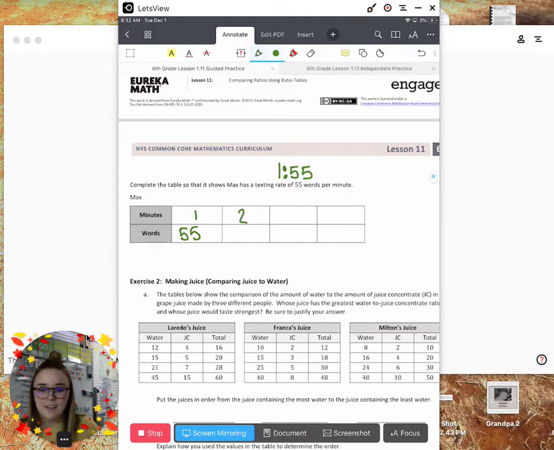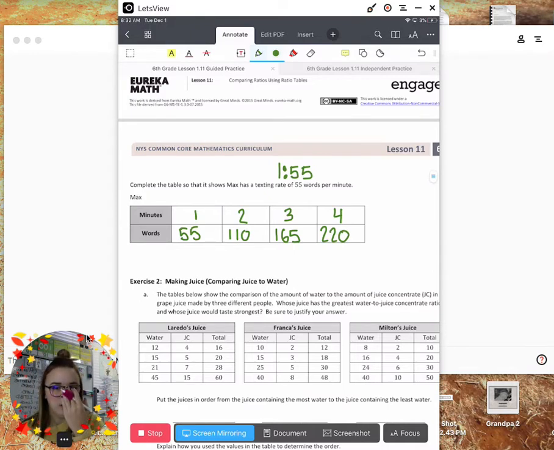We can choose any numbers we want for our minutes. I'm just going to do 2, 3, and 4. So for 2, we are going to multiply both of our numbers in our ratio by 2. So 1 times 2 gives us 2. 55 times 2 gives us 110. So in 2 minutes, he can text 110 words. In 3 minutes, we're going to multiply 55 by 3. And in 3 minutes, he can text 165 words. And for 4 minutes, we multiply 55 times 4, and he can text 220 words in 4 minutes.